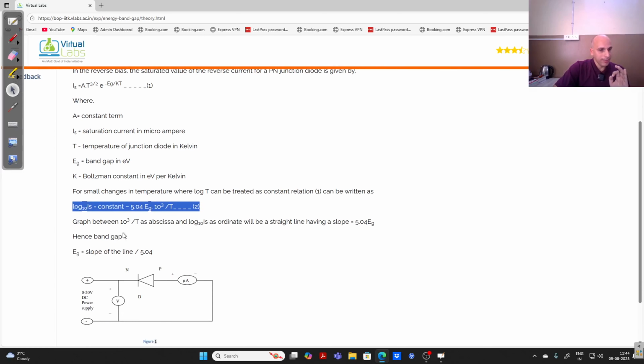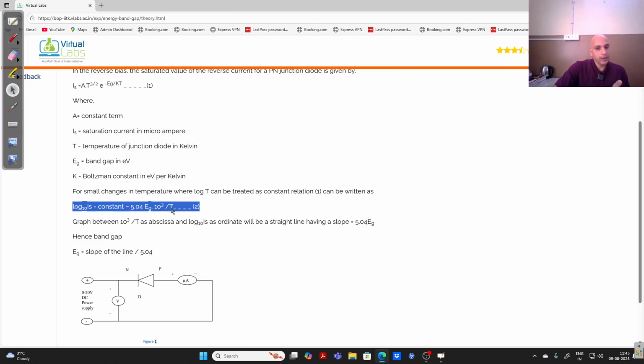We will measure the reverse saturation current at different temperatures. Then we will plot a graph between 10 raised to power 3 upon T, or we can say 1 upon T, versus log 10 Is, right? Because in this equation you can see that this Is, the reverse saturation current, depends upon temperature. The other things are constant. The energy band gap is also constant, right? So it depends upon T.